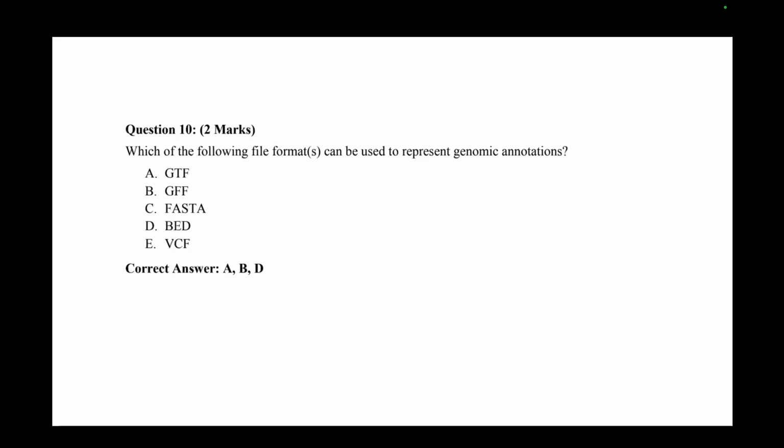GTF and GFF are actually annotation file formats only. BED is something that is used. BED is a very simple file format. So you have a chromosome, position, and then base. Instead of position, you have a chromosome, then start and end, and then you have the annotation. So it's a very simple file format separated by tab. So it's actually also very good. So instead of VCF and FASTA, you can use anything.